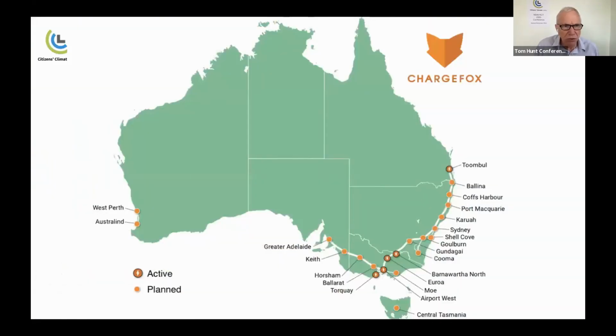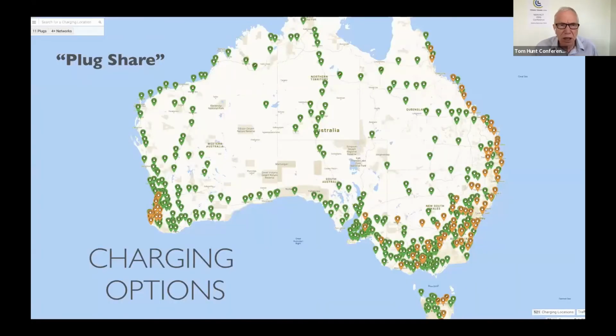ChargeFox had a contract from the federal government to put in this network of very fast chargers. And the PlugShare app will show you a whole pile of charging points all around Australia, even across the middle, which are generally just power points on people's walls that you can plug in. People are happy for you to plug in. Some of them in the motels and so forth may charge you a little bit, but it's still a pretty good price against petrol.